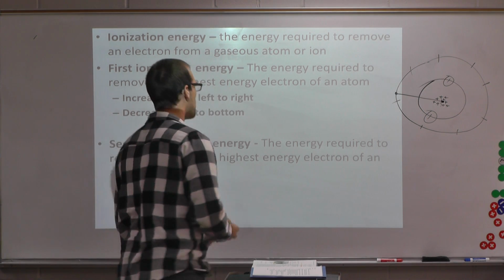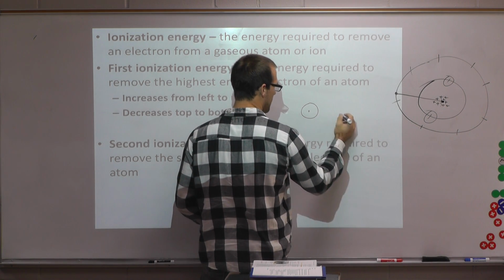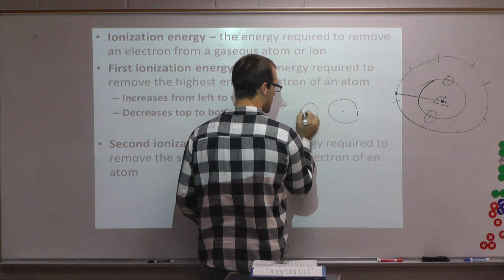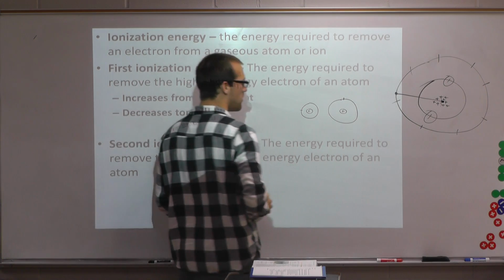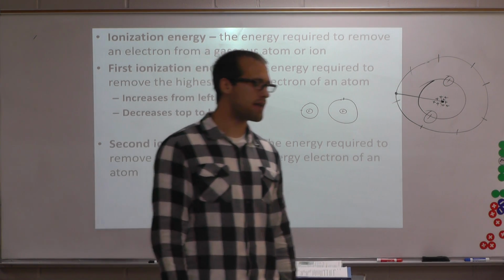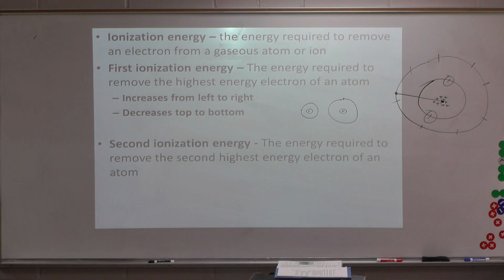If you've got a radius like this versus a radius like this. There's an electron here, an electron here, here's your nucleus. Which electron is going to be easier to remove? One on the right. Why? It's further away, has more energy already, doesn't require a lot of energy to remove that electron.